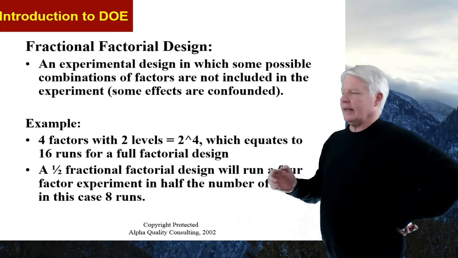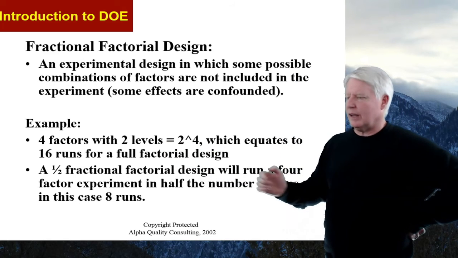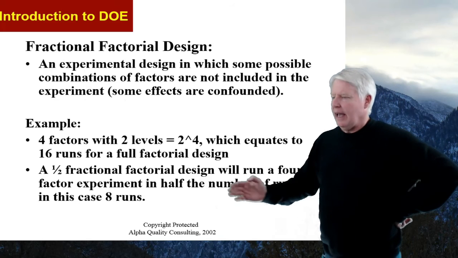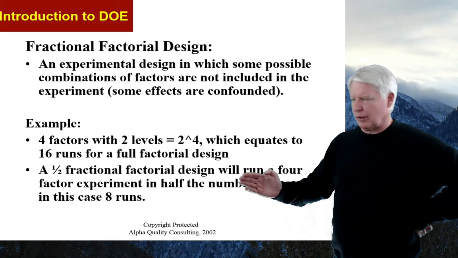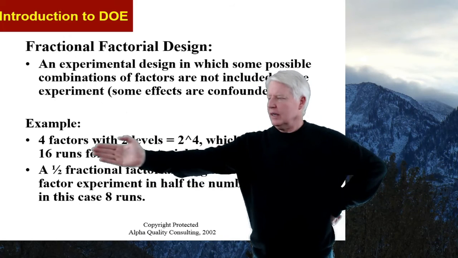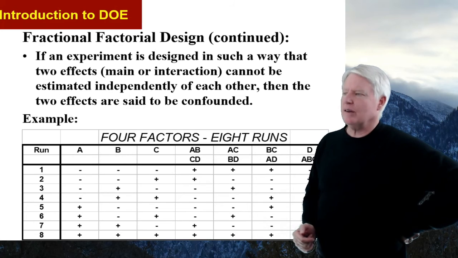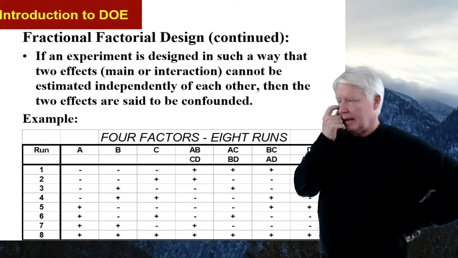All right, let's look at an example. 4 factors, 2 levels is 2 to the 4th, which means 16 runs for a full factorial design. A half fractional factorial design will take half of those 16 runs and throw them in the garbage, and you run the experiment using just 8 runs. That's a half fractional factorial. Okay?